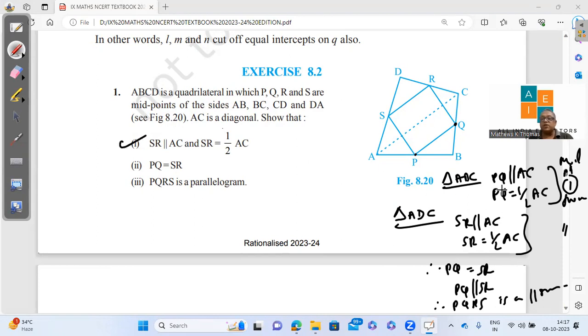So first we had to prove that SR is parallel to AC and SR is half of AC. That is directly by the midpoint theorem. PQ and AC are parallel and PQ will be half of AC, again by the midpoint theorem. If I compare this and this, I'm going to get this result, PQ equal to SR. And of course, the third part: if PQ and SR are parallel and equal, one pair of opposite sides is parallel and equal, so it's a parallelogram. So the first part forms the base of the questions to be followed after this.